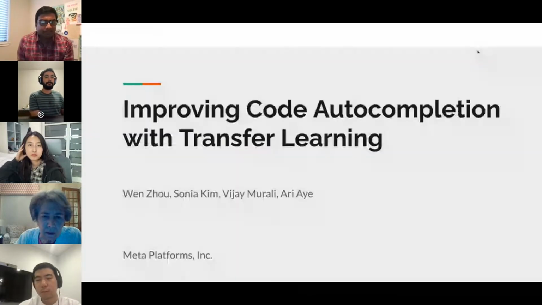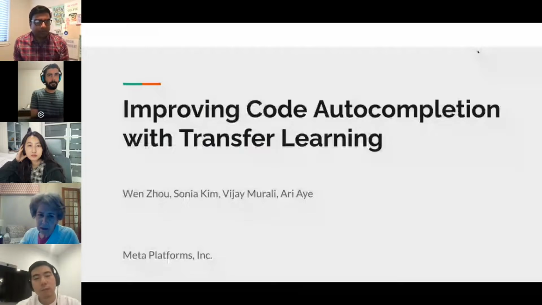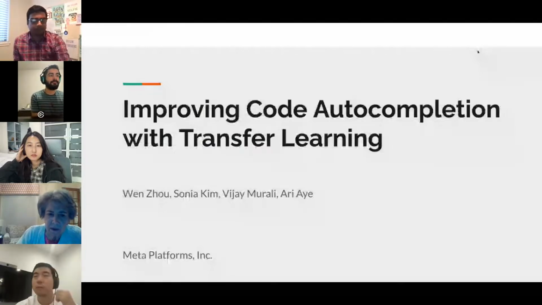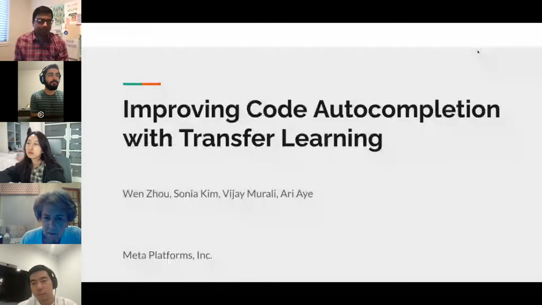All right. So my name is Vijay Murali, and I'm going to be talking to you about improving code auto-completion with transfer learning. Auto-completion is universal in IDEs, something you love or love to hate, but it really makes coding delightful. It improves developer productivity, and it's an integral part of the IDE experience today.